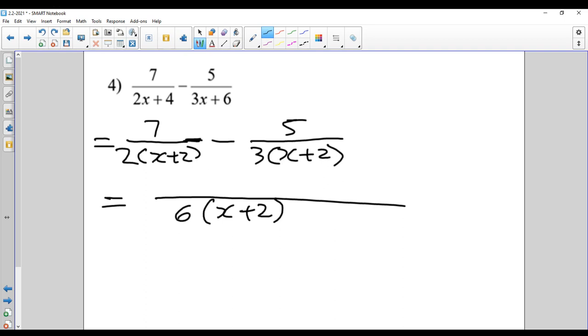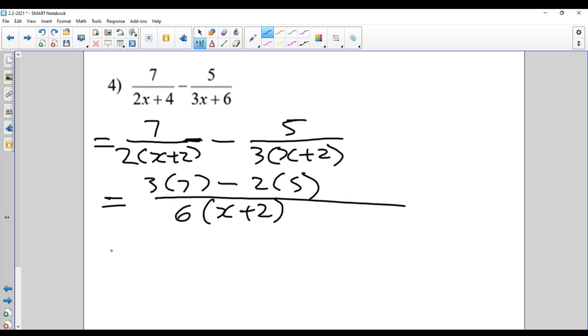Okay, so watch what happens now. What do I multiply this denominator by, the 2 into x plus 2, to get that denominator down there? 3. So multiply the top by 3. 3 times 7 minus. What do I multiply the 3x plus 2 by to get the 6x plus 2? 2. So it's minus 2 times 5.